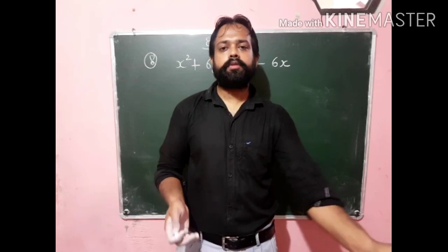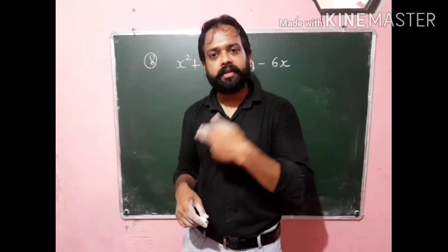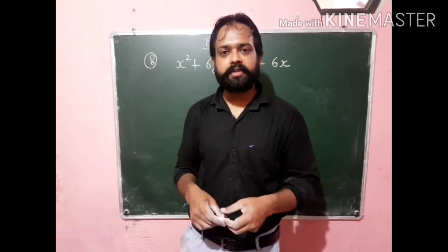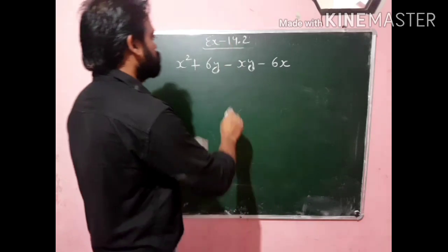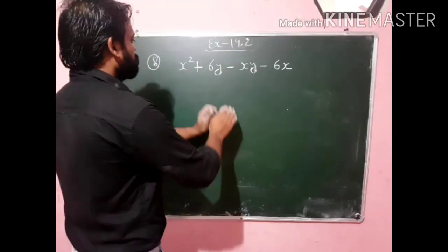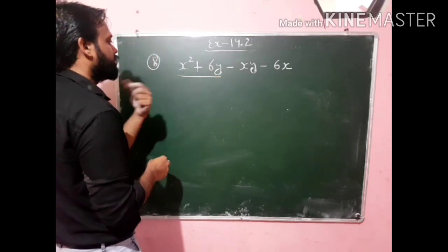So okay, now I am going to solve its 8th part, but you have to see this sum carefully. Why? Because this sum is different from the other sums which we have already solved. Why this sum is different, you can see here. This is the sum x square plus 6y minus xy minus 6x. So in this case here we cannot take these two terms into the first group.